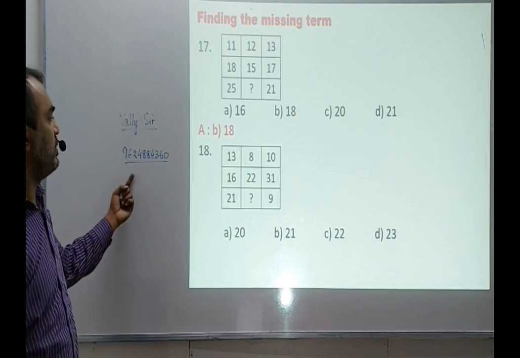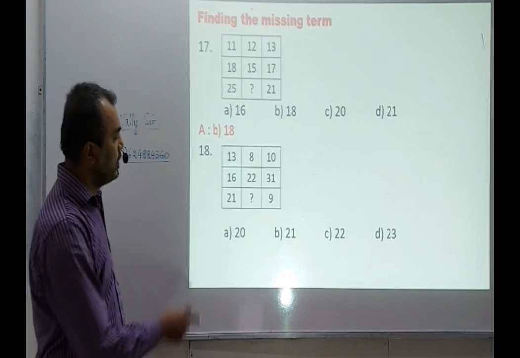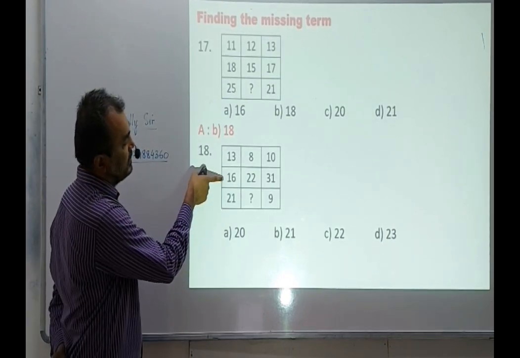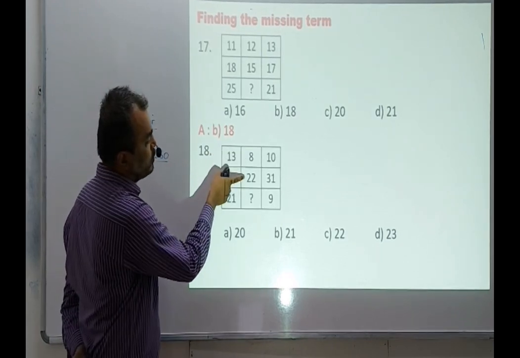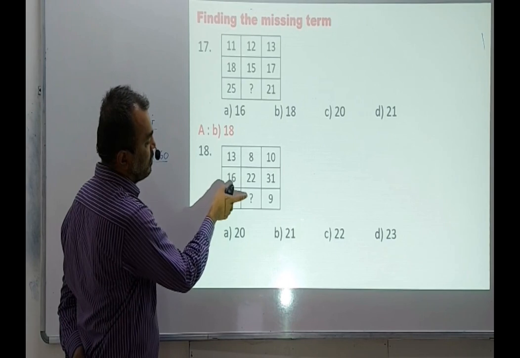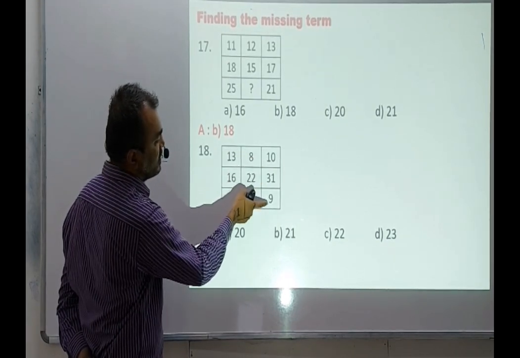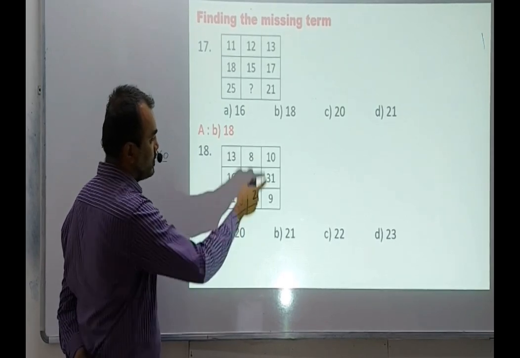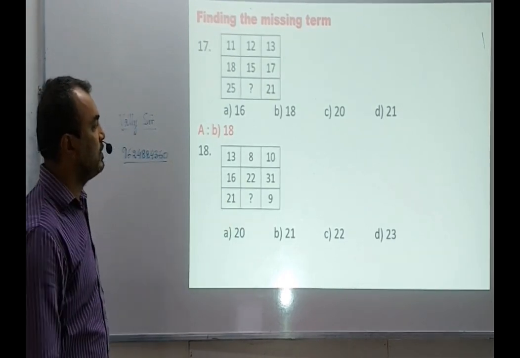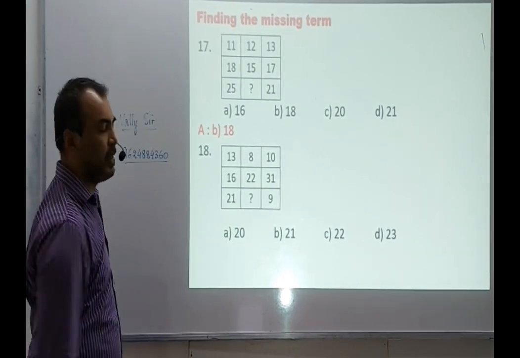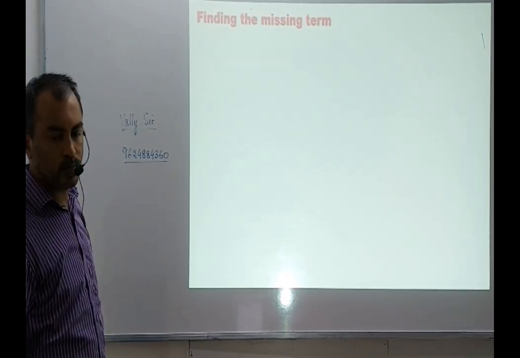You must have sent me your answer, and now I send you mine. Okay, the same video. So what we have got, this logic is 13 plus 16 is 29, 29 plus 21 is 50, 8 plus 22 is 30, then 30 plus 20 should give me 50, 10 plus 31 is 41, 41 plus 9 is 50. The sum of the three columns give me 50. So this answer will be 8 plus 22 is 30, and 30 plus 20 gives me a 50. So the answer is A, 20.